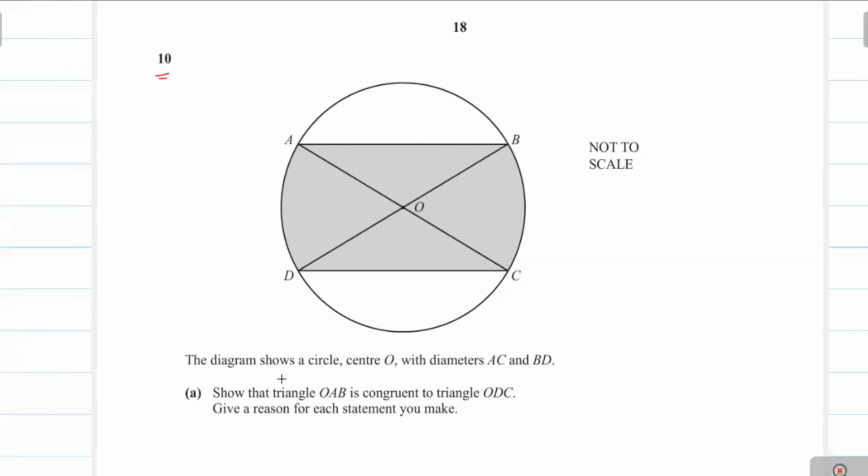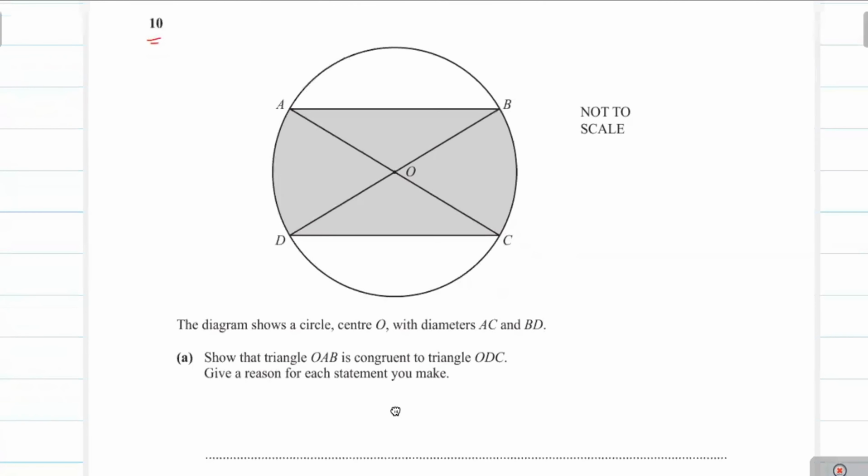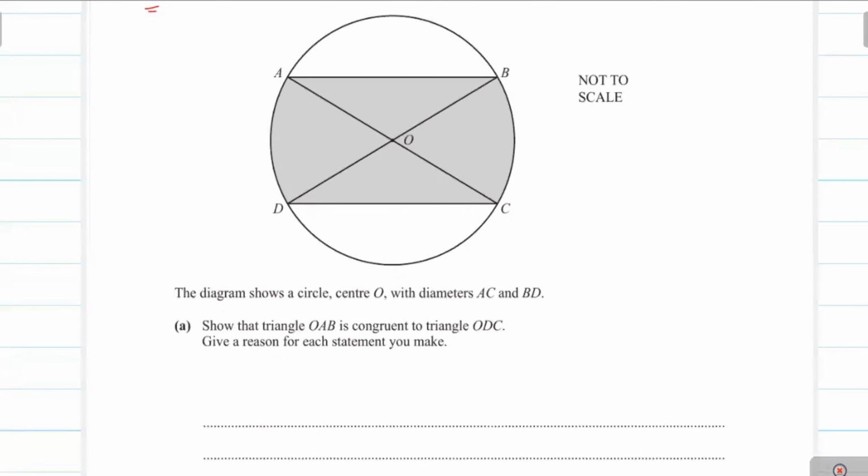Question number 10. The diagram shows a circle with center O with diameters AC and BD. Show that triangle OAB is congruent to triangle ODC. Give a reason for each statement you make. You see here the sides OA and OD will be equal because OA and OD are the radii of the circle.